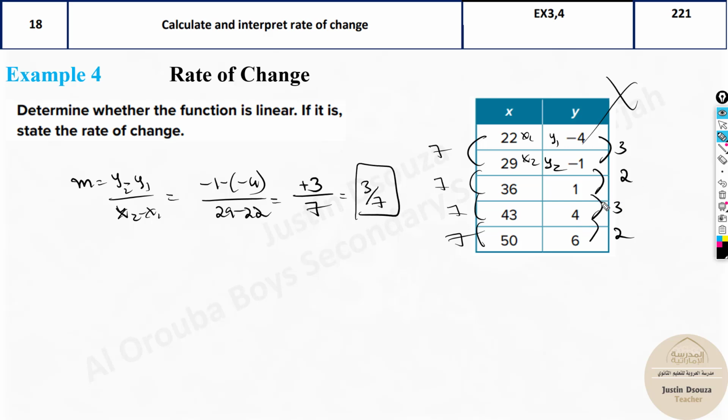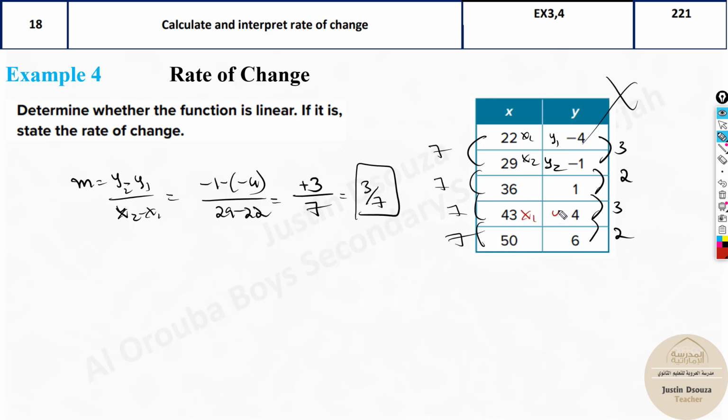Now let's do the other 2 points. Let me just take another 2 points and let's check. Let me do this and this, okay? Because if I do the first and third, I'm going to get the same slope, because I know there's 3 and 7, 3 and 7. Or we can do the last 2 points. I'll do the last two.